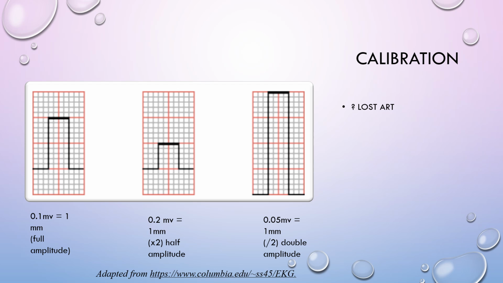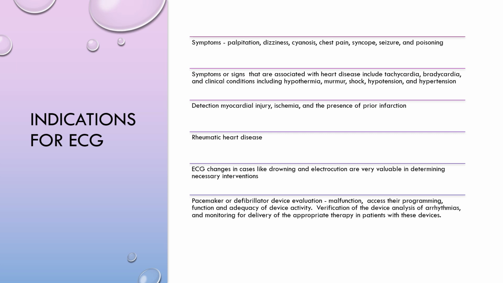And if we had a double amplitude, where the inverted U traverses 20 small squares, not 10 now, but 20, this is a double amplitude. And this means that whatever you count is going to be divided by 2, because this amplitude is much higher than it should be. All right. So that's about all for calibration.